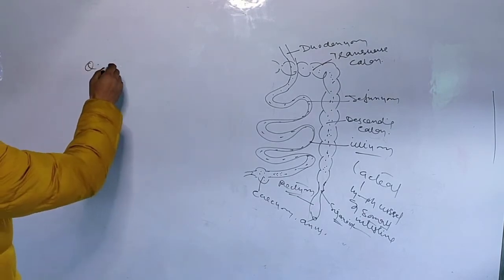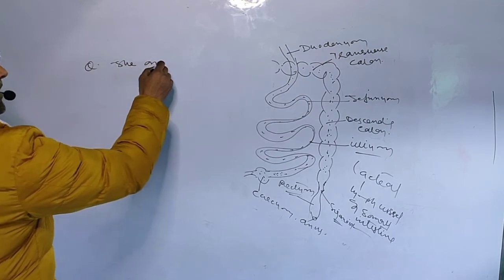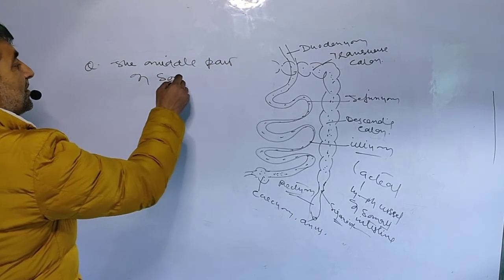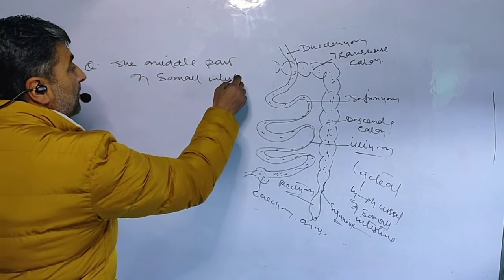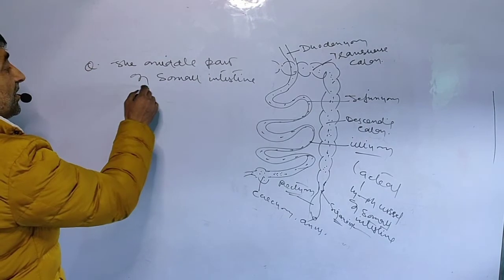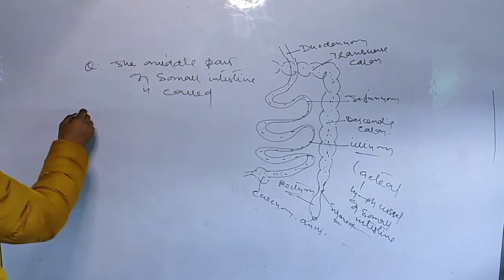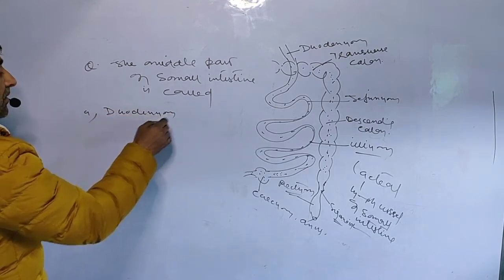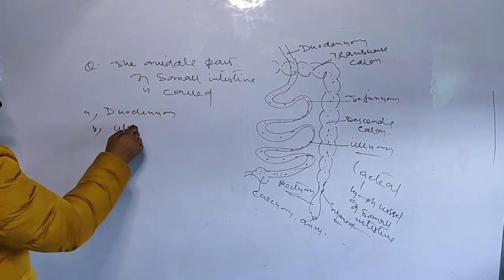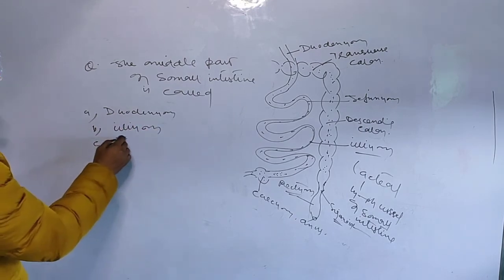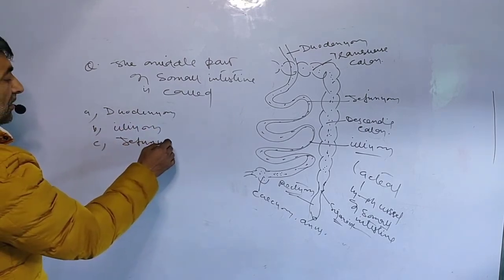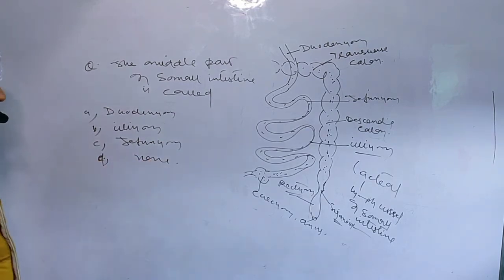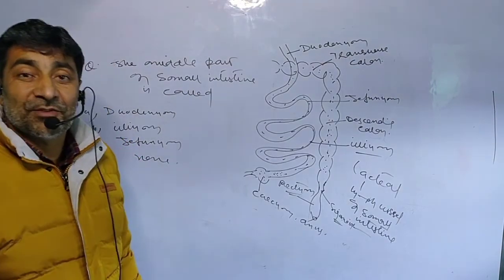The question: the middle part of the small intestine is called: A, duodenum; B, ileum; C, jejunum; D, none of them. What is the middle part of the small intestine?